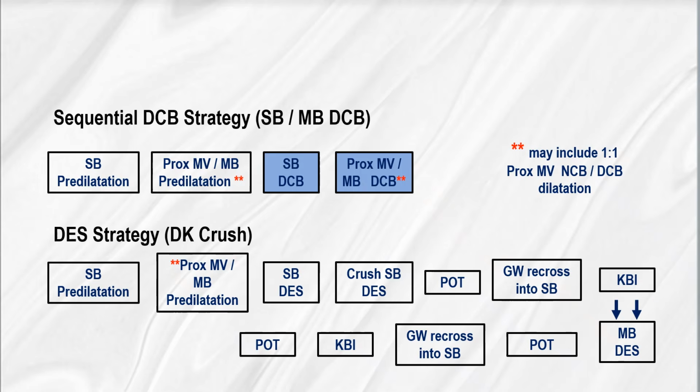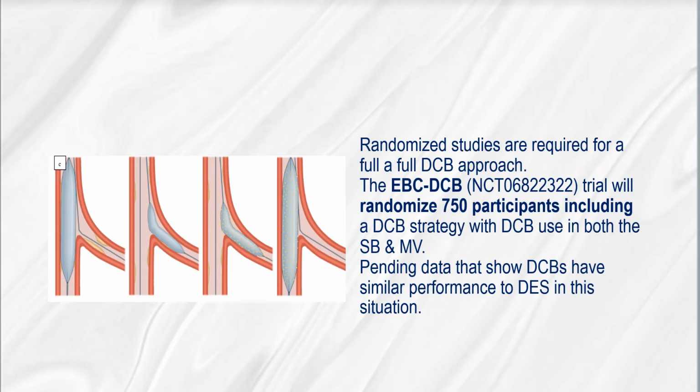Sequential drug-coated balloon strategy steps include side branch and main branch pre-dilatation, which may include 1:1 proximal main vessel balloon dilatation, followed by sequential side branch and main branch drug-coated balloon dilatation, which may also include 1:1 drug-coated balloon dilatation of the proximal main vessel. Pending data shows drug-coated balloon have similar performance to DES in this strategy in an ongoing randomized study.